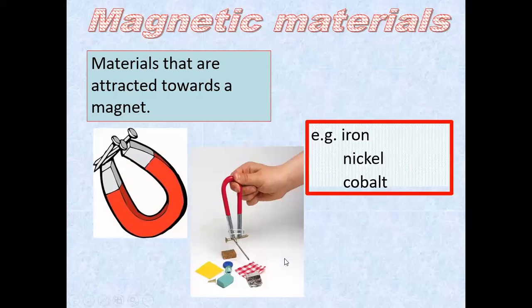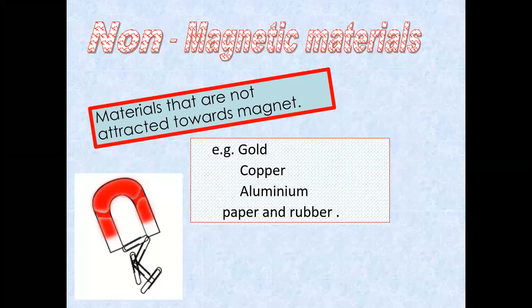Now let us come to the next concept, which is magnetic materials. So what is magnetic material? Magnetic material is basically those materials which get attracted towards the magnet. Those materials are known as magnetic materials. For example, iron, nickel, cobalt.